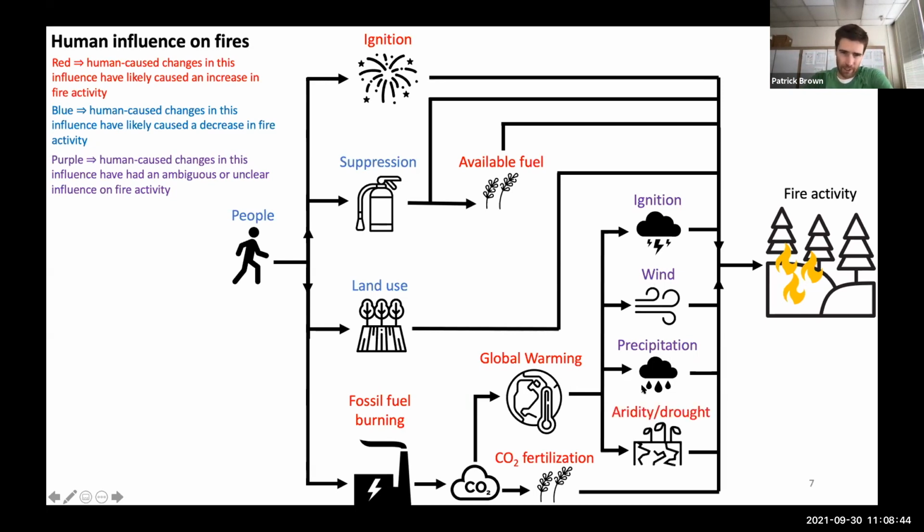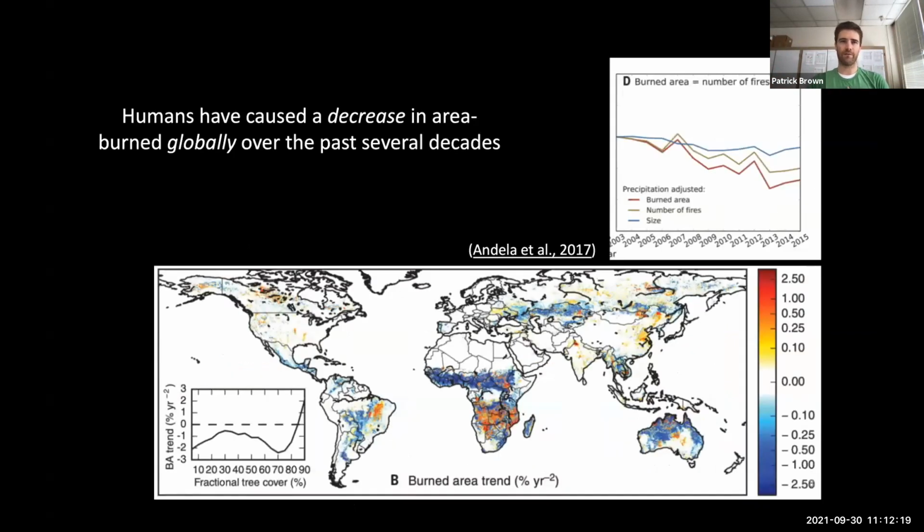So the main pathway that humans are affecting wildfire through climate change is this: burning fossil fuels, increasing CO2, increasing global temperature. Over most land locations, that means a drier land surface, so drier vegetation, and that increases fire activity. But globally, when you look at all of the influences that people have on fires, we actually see that humans have caused a decrease in area burned globally, at least over the satellite record, and probably going back further from various estimates prior to the satellite record.